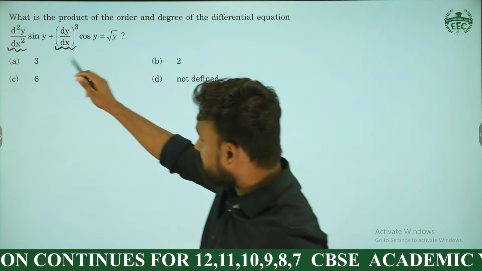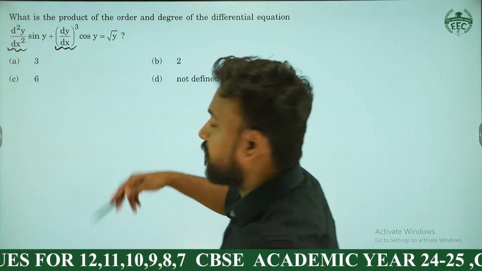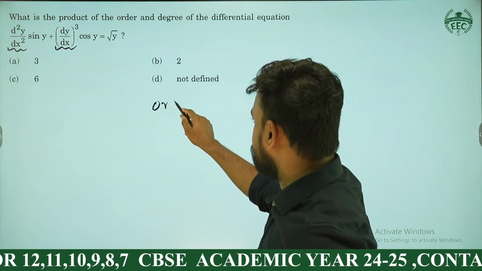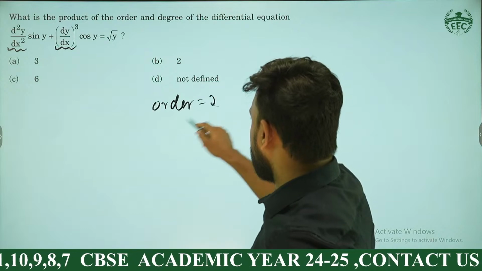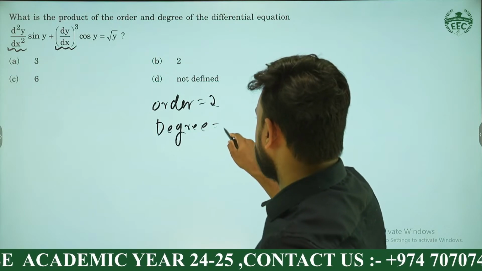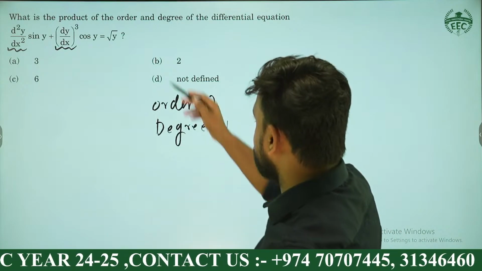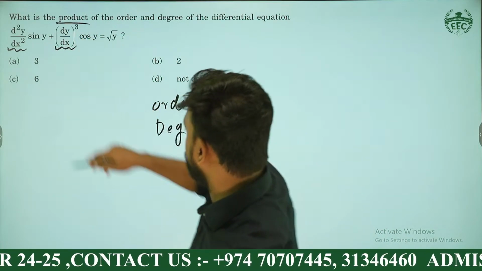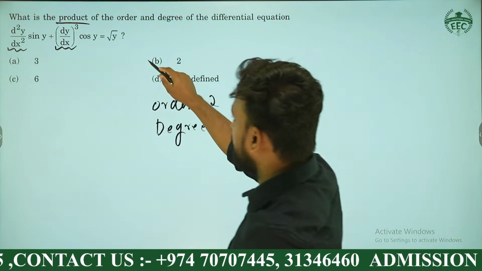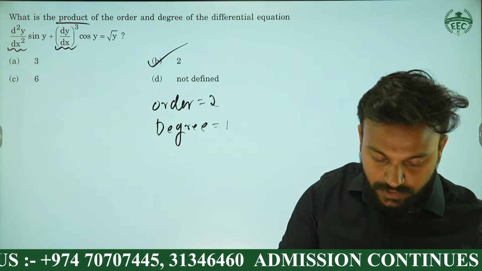So now we can say the order of the differential equation is 2 because the highest order is 2. And degree is the power of the highest order, that is 1. Then what you will get? They ask for the product of these two. 2 into 1 becomes 2. The option is B. Okay, I think you get it. Can I move to the next one?